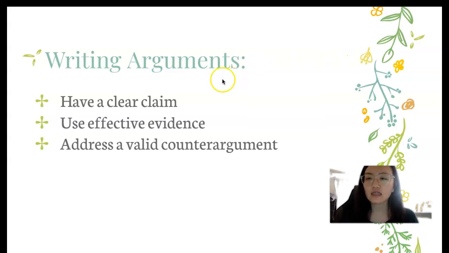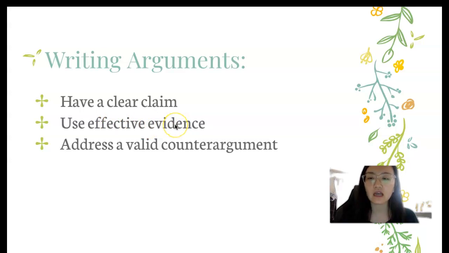The first thing is that you need to have a clear claim. Just like when you were looking at other people's arguments, you wanted to see, do they have a clear side, right? Are they confident about what they're speaking about? And so it's really important that you have a clear claim. The second thing, as always, is that you need to have evidence to support your idea. Even if it's just your opinion, you need to back it up with effective evidence.